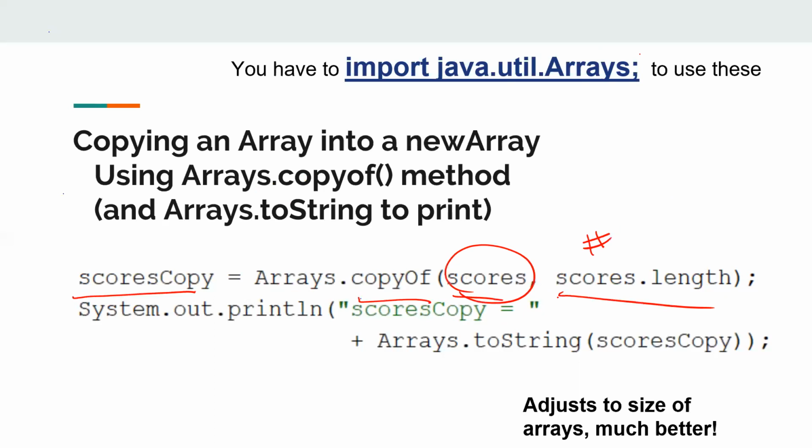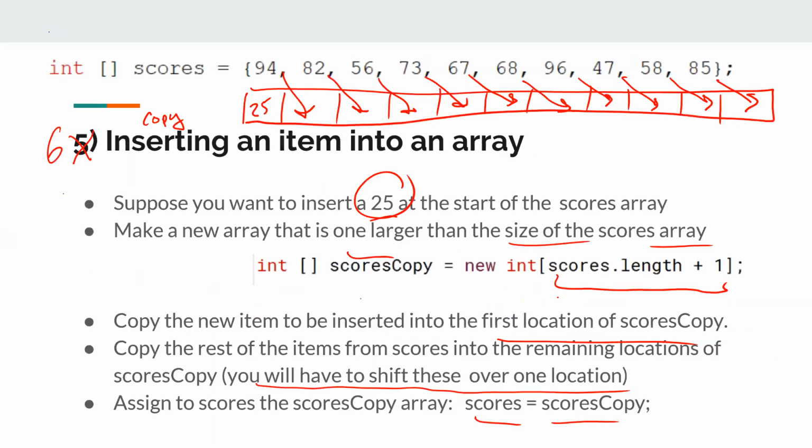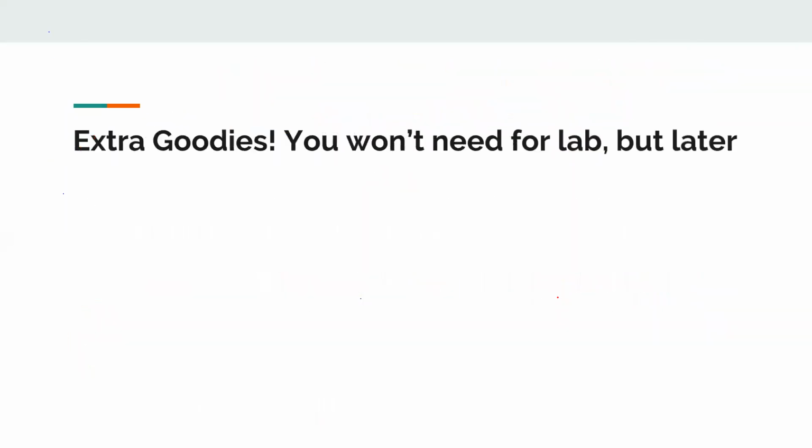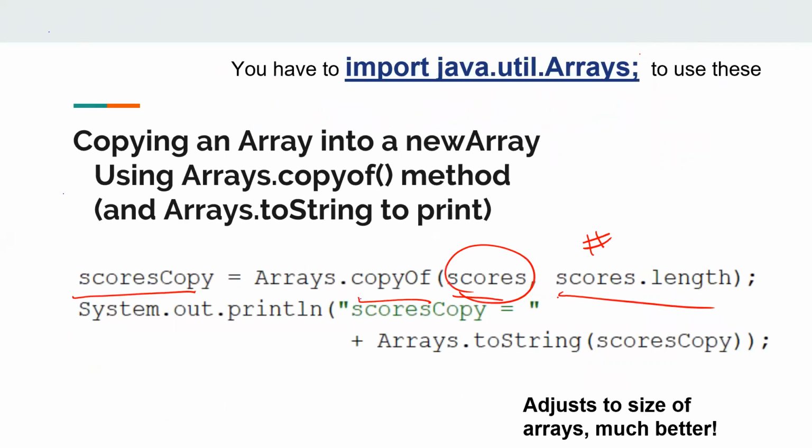I was hoping that you could use this in these problems, but you don't want the scores copy to be an identical copy because you have to move things around a lot. So making a carbon copy of the original array isn't going to help you in this case. But there may be other situations where it could be helpful, just not in this lab. However, one thing we are going to use is the toString method for the arrays.